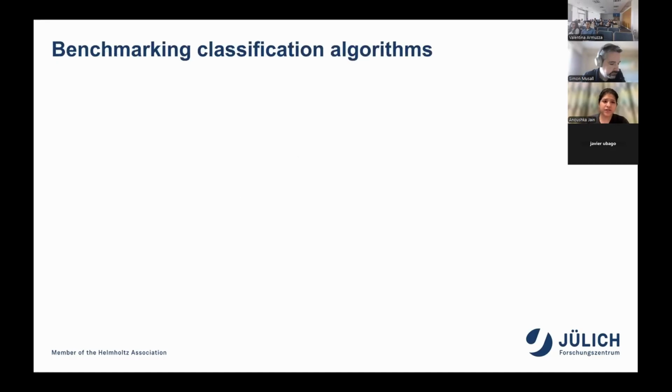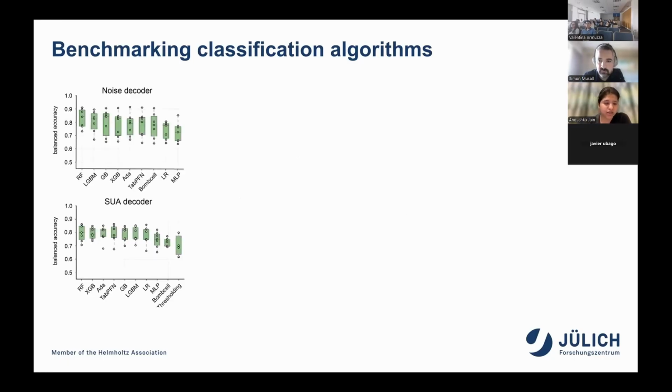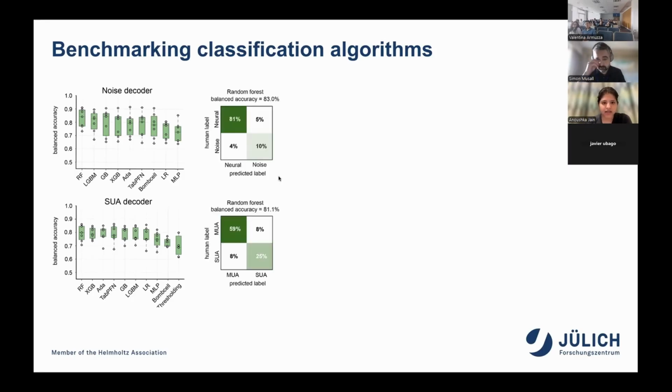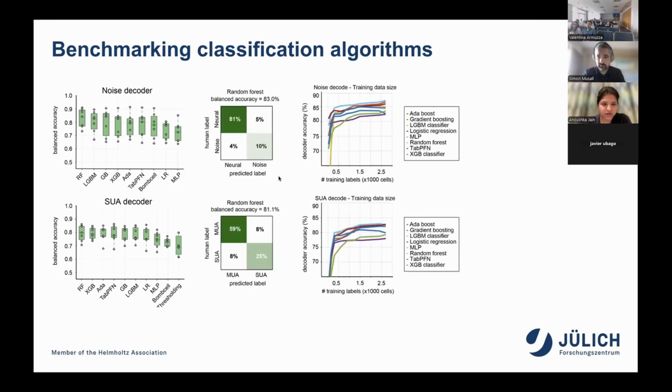Another question is which algorithm should be used for supervised machine learning. We benchmarked a bunch of classifiers which exist in sklearn, and also neural networks, transformer-based classification, and Bombcell, which is a toolbox based on thresholding. We saw that random forest performs really well in classifying noise and also SUA.